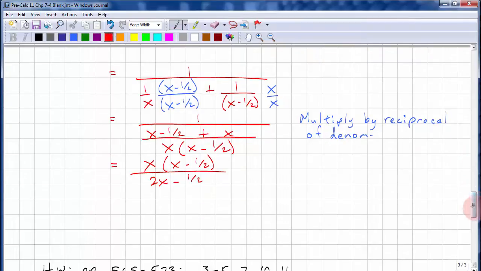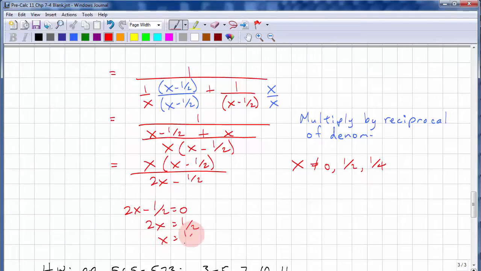And we need to specify our domain. X does not equal 0, 1 half, and 1/4. And it's 1/4 because we have 2X minus 1 half equals 0. So 2X equals 1 half, X equals 1/4. And our NPVs, X equals 0, a half, and 1/4.